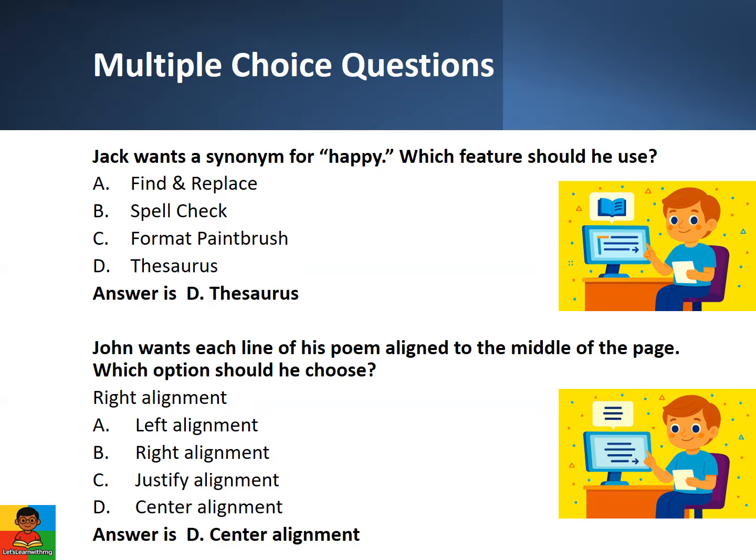Question 16. John wants each line of their poem aligned to the middle of the page. Which option should they choose? A. Right alignment. B. Left alignment. C. Right alignment. D. Justify alignment. E. Center alignment. The correct answer is E. Center alignment.